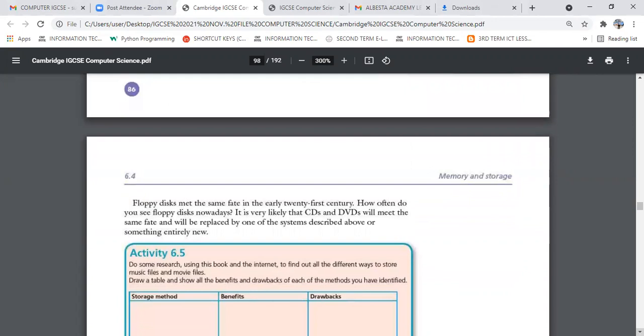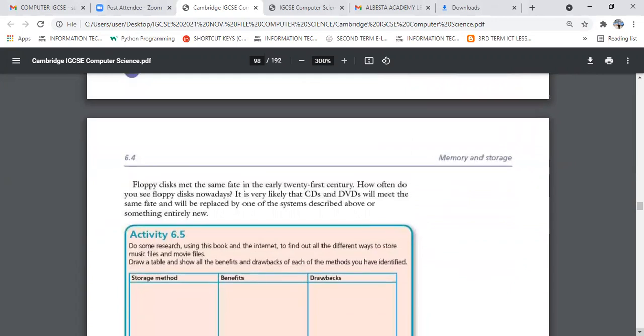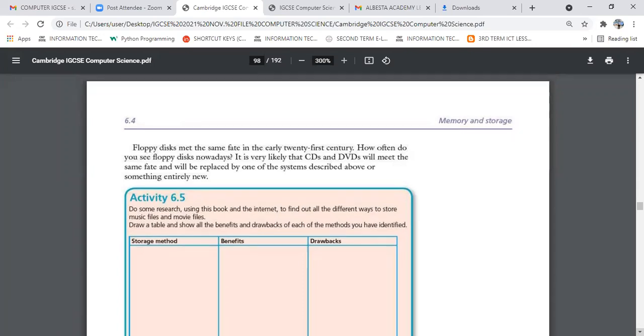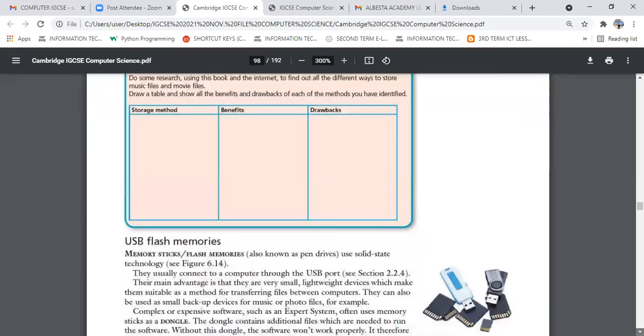Floppy disks met the same fate in the early 21st century. How often do you see floppy disks nowadays? Nowadays, disks are not common. So it is very likely that CDs and DVDs will meet the same fate and will be replaced by one of the systems described above or something entirely new.